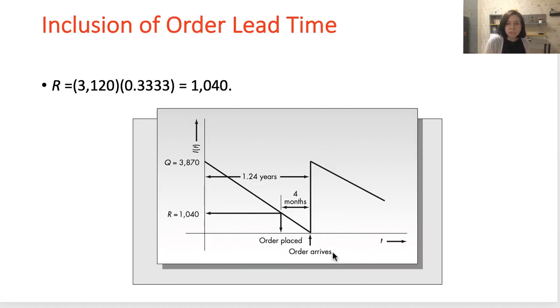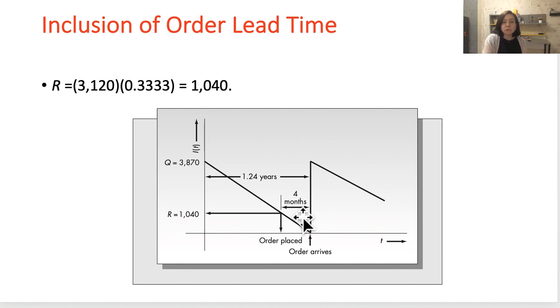In the EOQ model, we assume that there is no lead time, but we can also include lead time in this EOQ model. For example, in the previous example, in the bookstore example, there is a lead time of 4 months. We can include this lead time into our model. The optimal order quantity will not change. It is again 3,870.